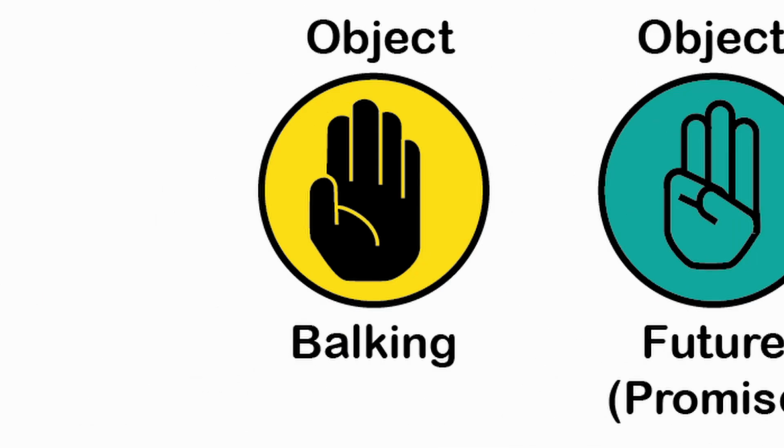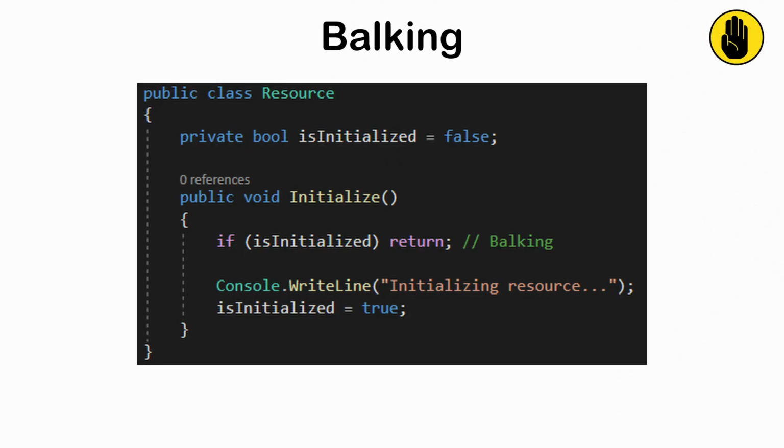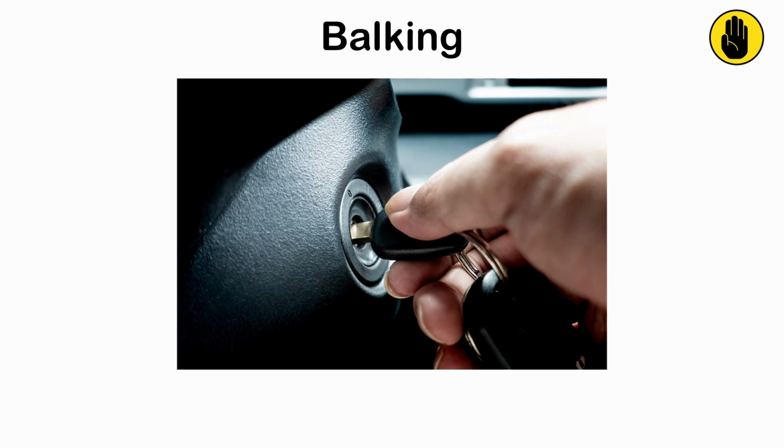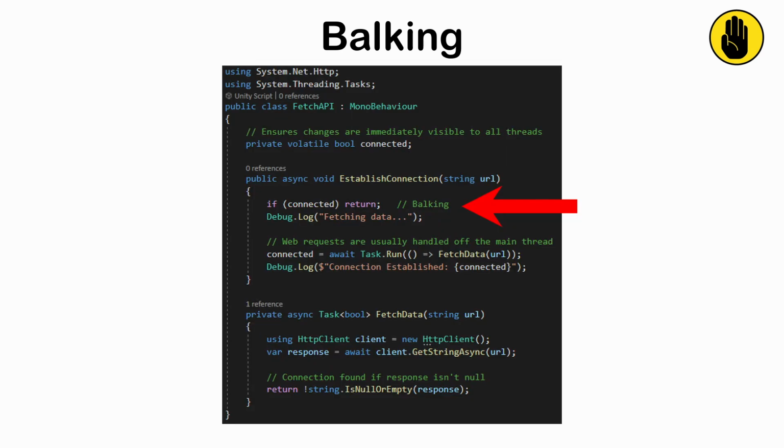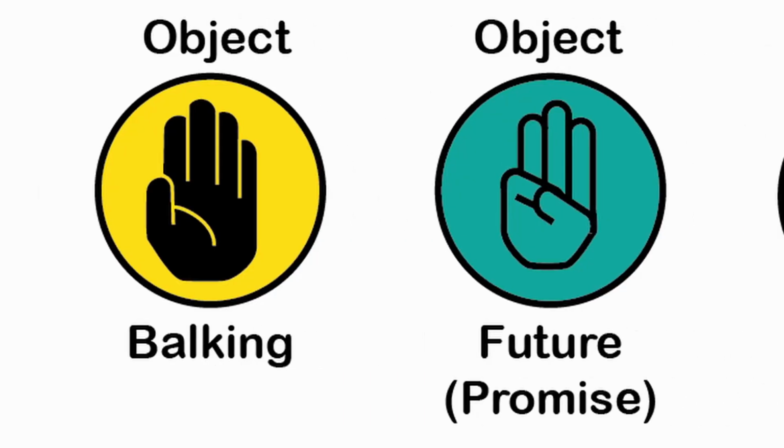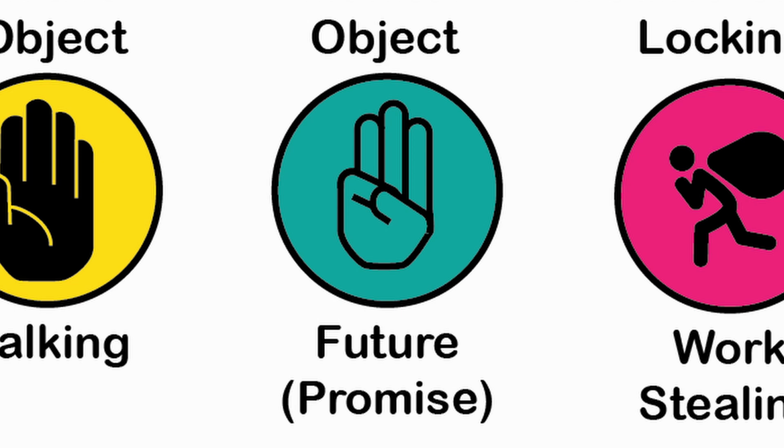The balking pattern. A means of rejecting requests if an object isn't ready. Imagine trying to start a car that's already running. It won't do anything. This is useful for operations that should only happen under specific conditions, like initializing a connection only once.